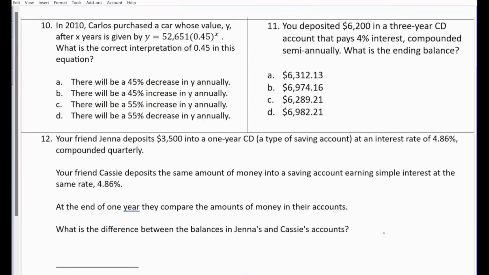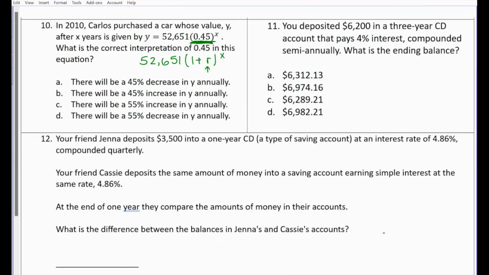In 2010, Carlos purchased a car whose value, y, after x years is given by y equals 52,651 times 0.45 to the x power. What is the correct interpretation of 0.45 in this equation? Okay, so this is our common ratio. Before it was this, it looked something like this. We had a rate here that led us to, when added or subtracted, became 0.45.